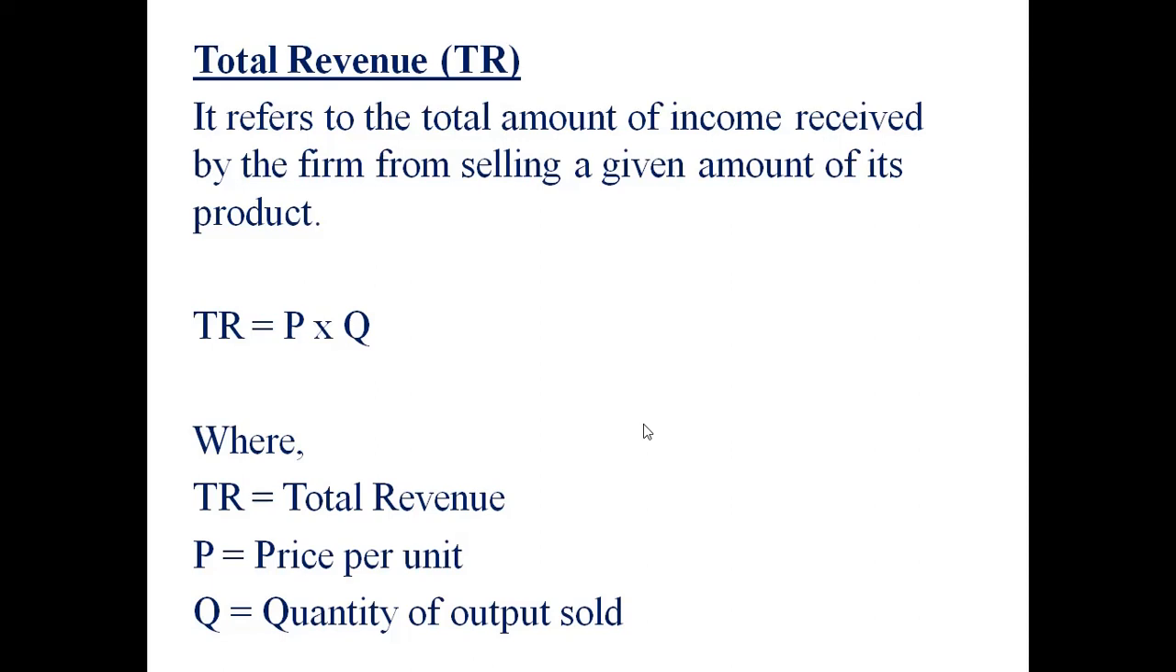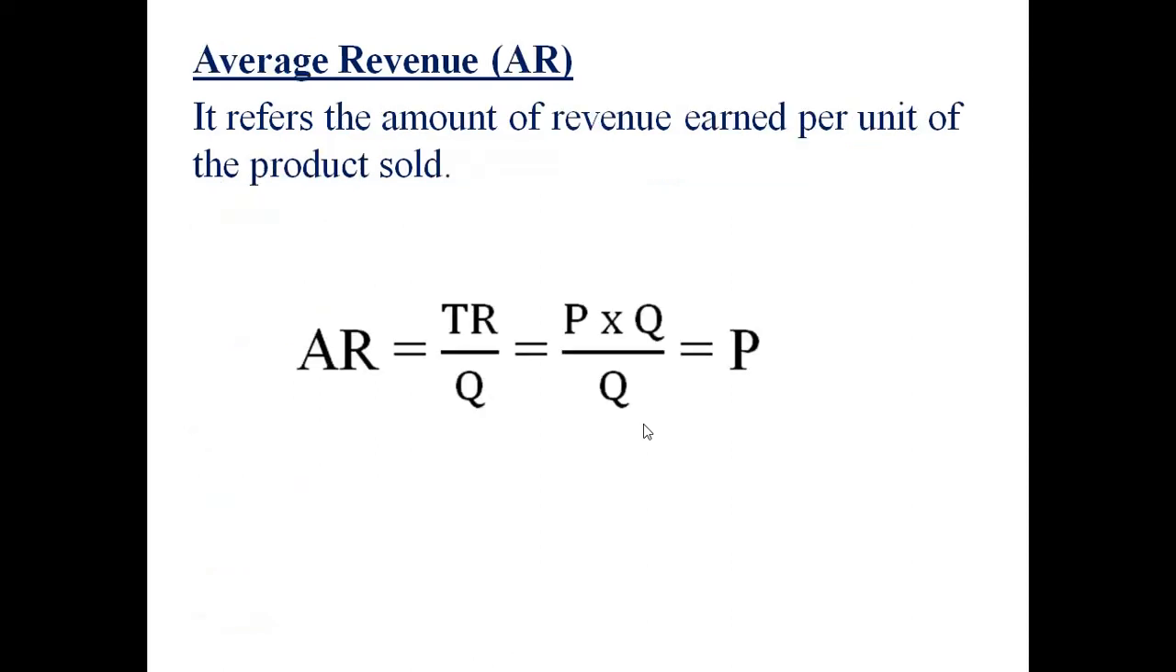Now, what is the average revenue? If you divide total revenue by the quantity sold, you get the price per unit. This price per unit is also known as average revenue. So remember that AR is equal to P.